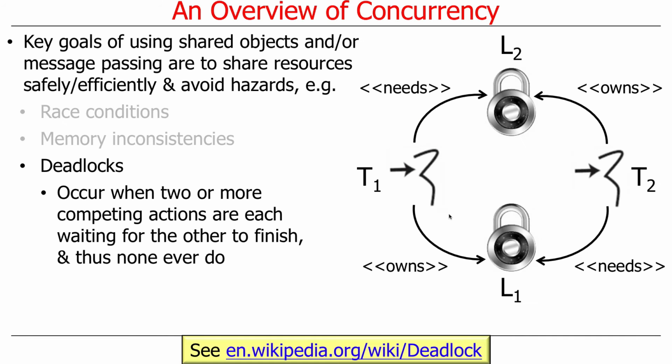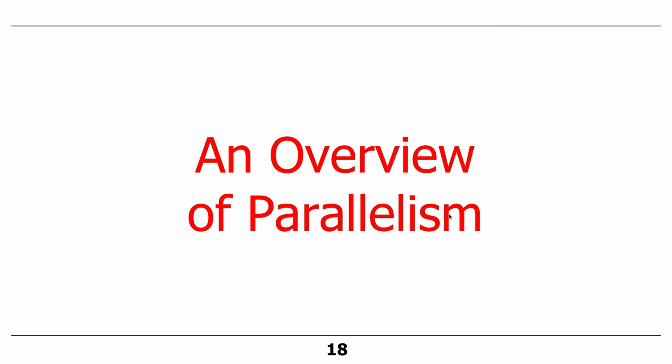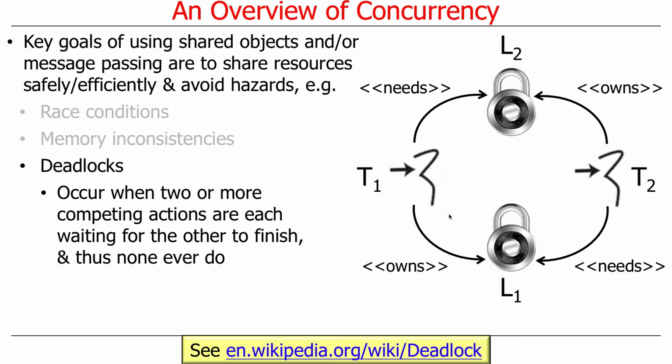All right, so that was basically an overview of concurrency. So remember the key points of concurrency: allowing some things to run in the background, and then sharing and interacting with other threads through message passing or shared objects. The next topic, and by the way, almost everything we're going to talk about in this course relates to concurrency.